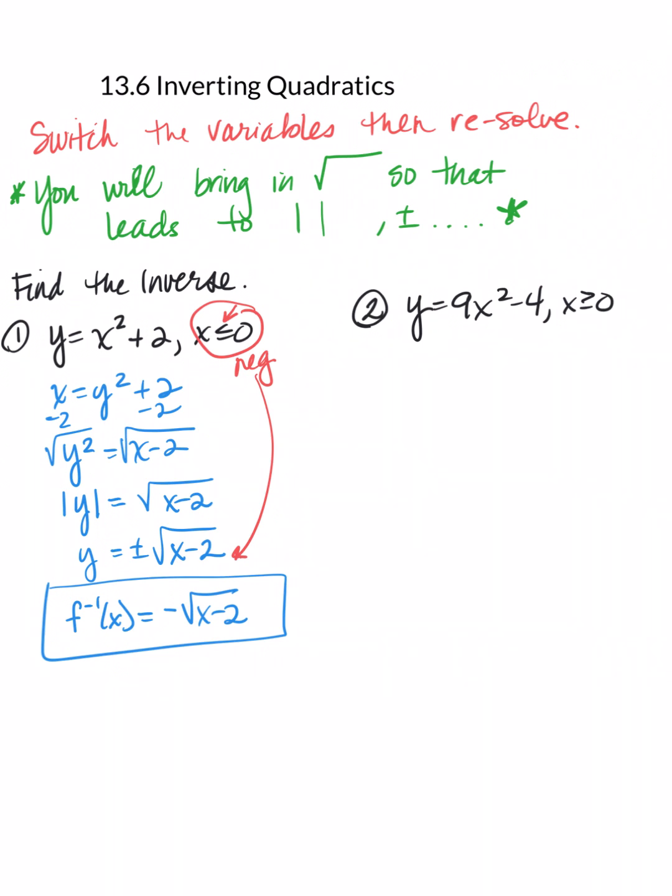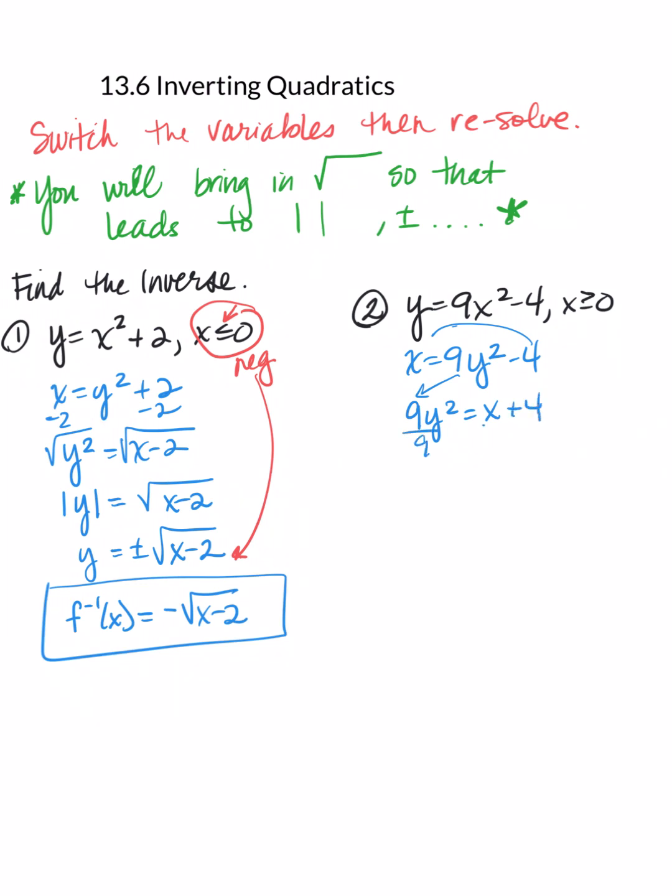Let's try number 2. All right, focus on the equation alone first. So we're going to take y equals 9x squared minus 4. Switch x and y. x equals 9y squared minus 4. I'm going to move that 4 over. I'm actually going to switch sides. So I'm going to put the 9y squared equals x plus 4. Remember, it changed sides with the equal sign, so it becomes a plus 4.